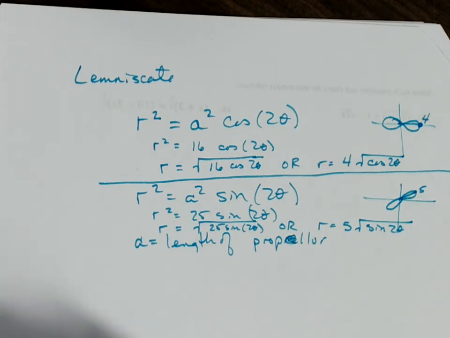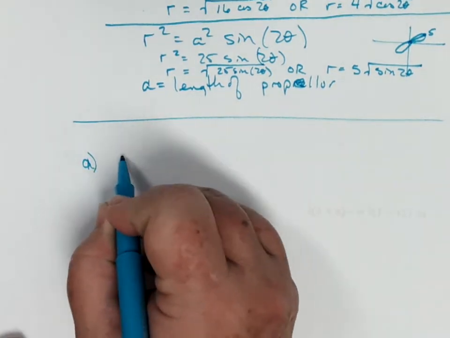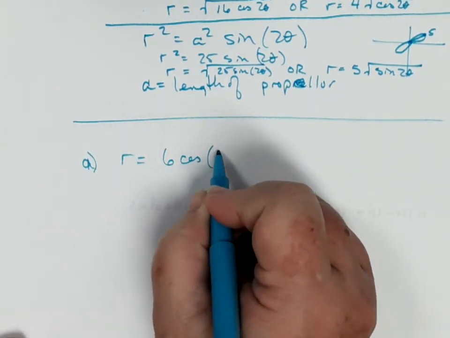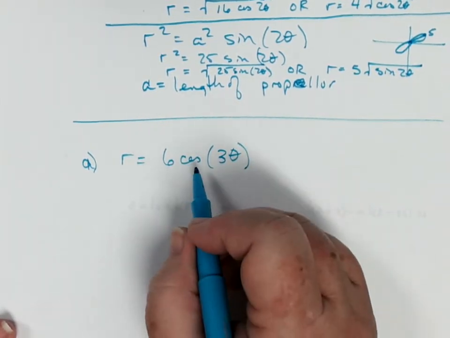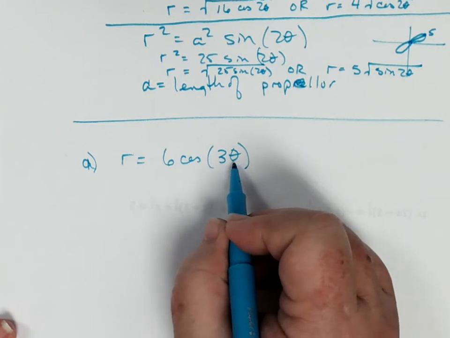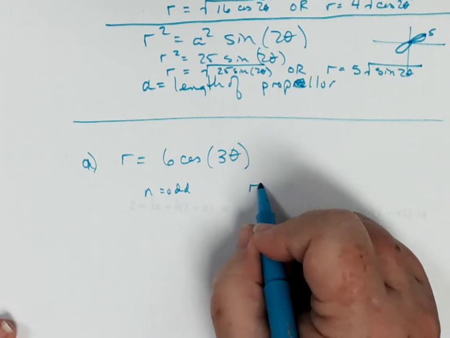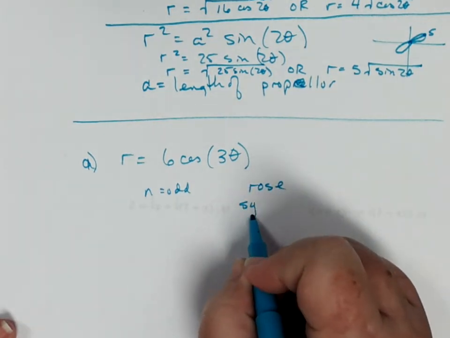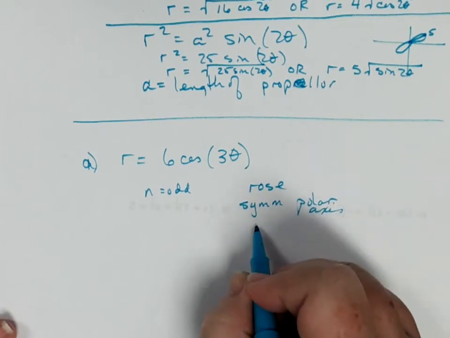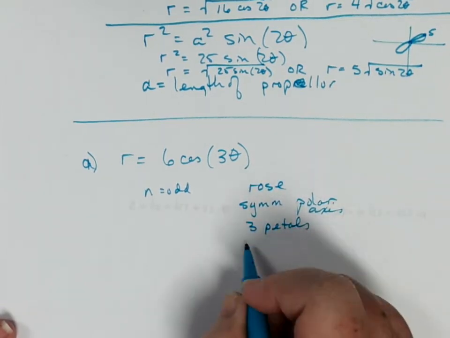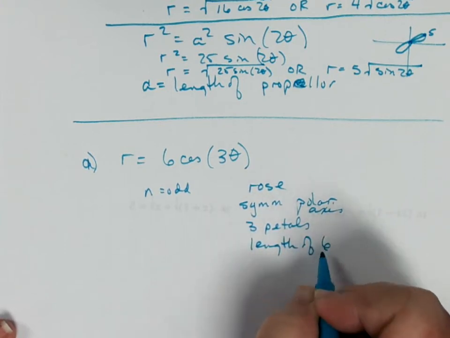Looking at a couple of example problems for this, let's say that I gave you R equals 6 cosine of 3 theta. Well, I know that this is following the pattern of n theta, and n is 3. N is odd, so this would be a rose, symmetric to the polar axis, 3 petals, and each petal would have a length of 6.